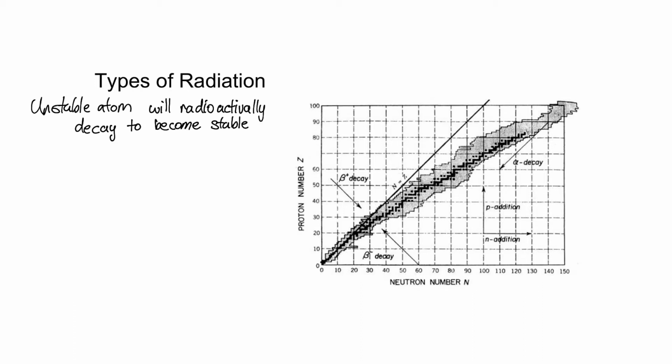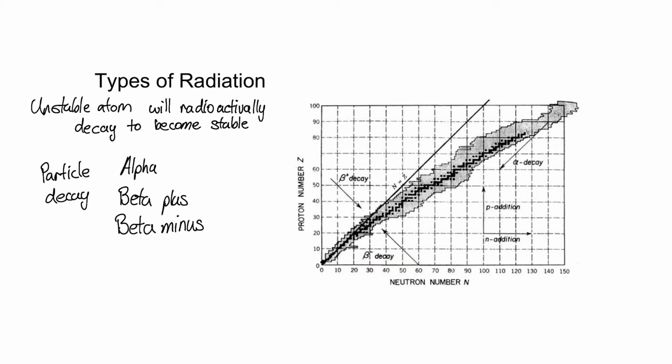Now, when we're talking about radioactive decay, we're talking about particle decay. What they are are three types of radiation that are appearing on this graph. On the graph here, we have our alpha decay, our beta plus decay, and our beta minus decay. All of these help an atom that is unstable become stable by decreasing the number of protons, or decreasing the number of neutrons.